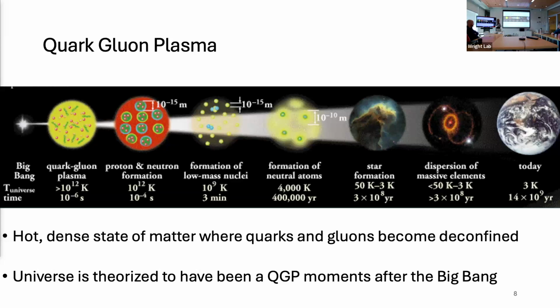So the QGP is this hot, dense state of matter where the quarks and gluons become deconfined because of this asymptotic freedom. And we believe that the universe, basically a microsecond after the Big Bang, was formed of a QGP. And so there was QGP, and then it expands, cools, and you eventually form hadrons, and then nuclei, atoms, all the way up to today.